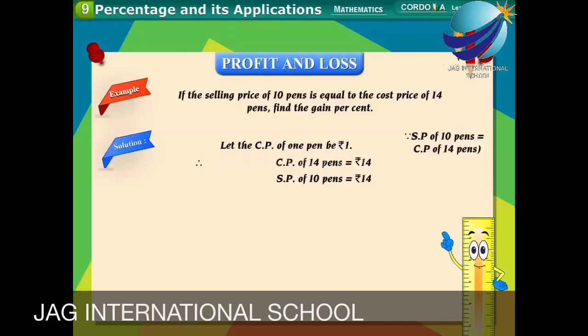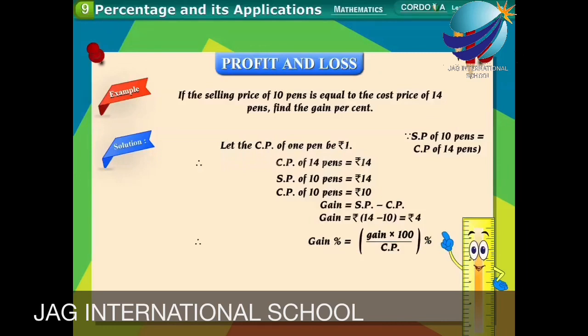CP of 10 pens is equal to rupees 10. Gain is equal to SP minus CP. Gain is equal to rupees 14 minus 10 is equal to rupees 4.